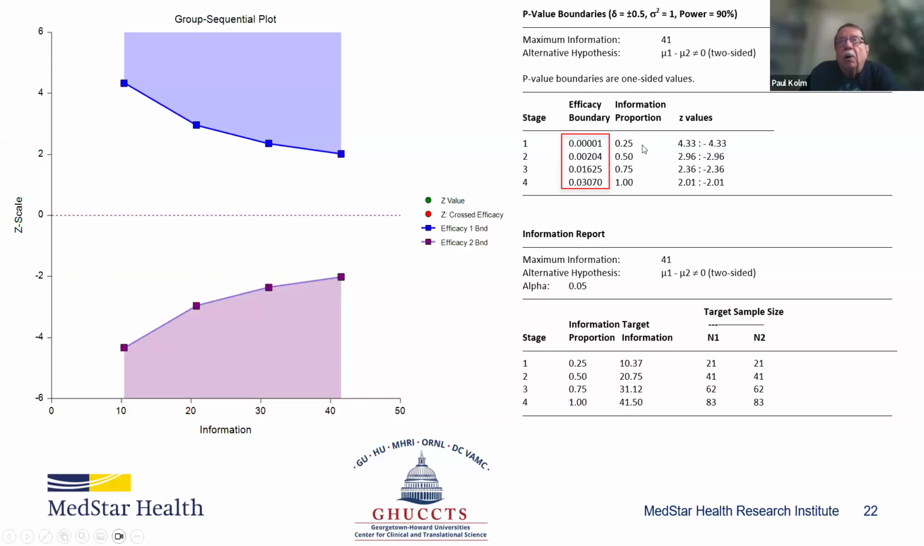You can see it's a very small probability at your first interim analysis, and then it gets larger as you progress towards the final look at the data, or the time when you do the final analysis. In terms of sample size, if I was going to do this particular study, it also gives me the target sample size I would need at each look. You can see that in this case, at the last look, or the last analysis, I would need 83 patients or subjects in each group.